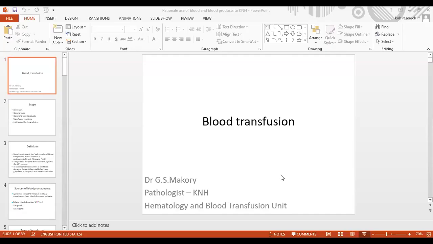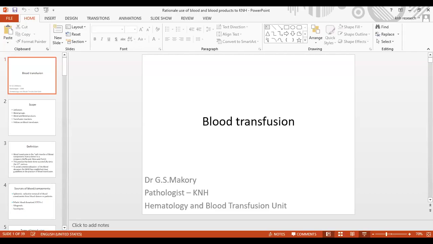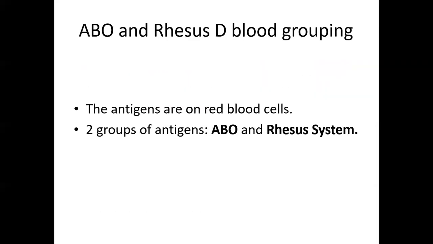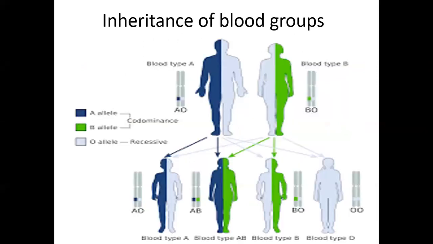Because AB will have both A and B antigen, then O has no antigen. So the children are likely to be either A or B. You get me? Anyway, it is possible to get a child who is blood group A rhesus negative. This is possible.